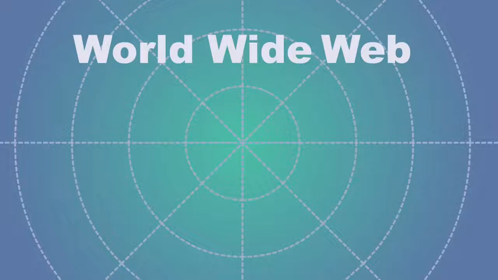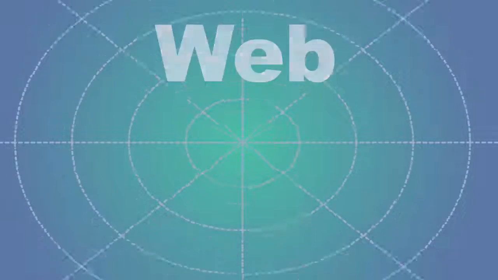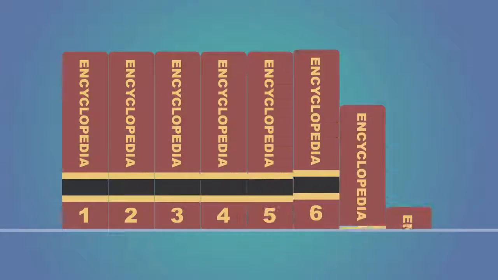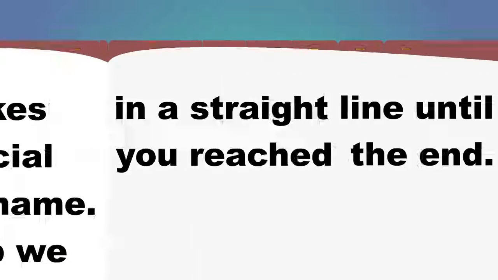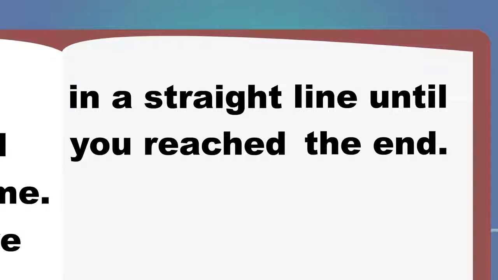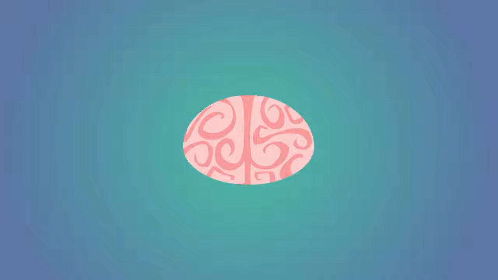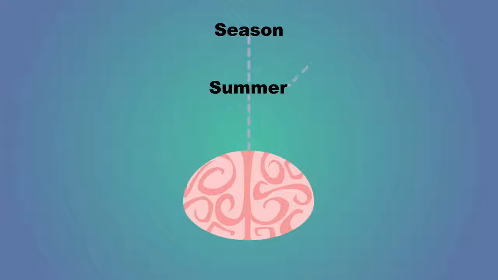But what really makes the web so special lies in its very name. Prior to the web, we used to consume most information in a linear fashion. In a book or newspaper article, each sentence was read from beginning to end, page by page, in a straight line until you reached the end. But that isn't how our brains actually work. Each of our thoughts is linked to other thoughts, memories, and emotions in a loose, interconnected network, like a web.